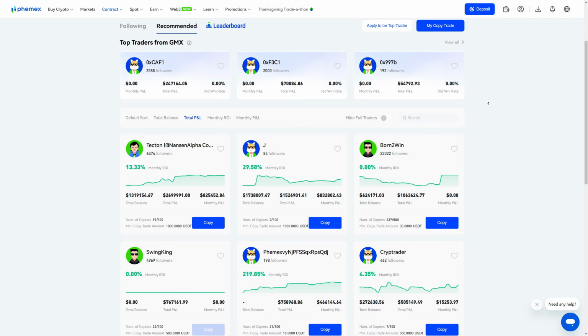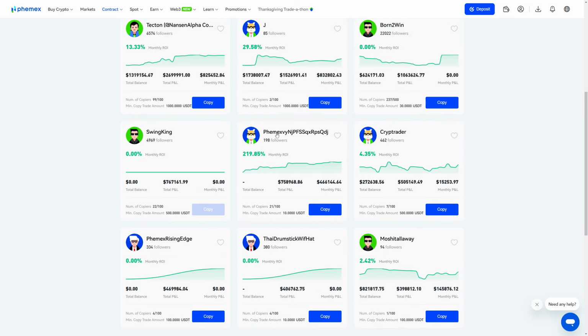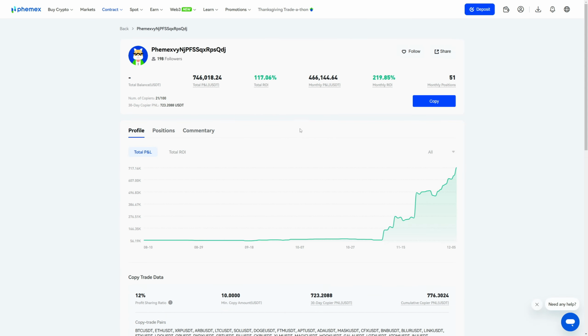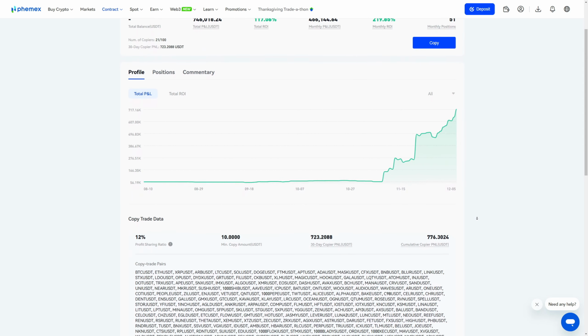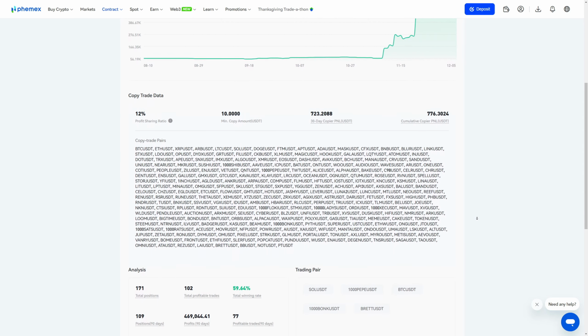Let's now look for a trader with a great P&L. This trader looks very interesting. He has 219% monthly ROI and $466,000 in monthly P&L. Let's click on this. Now we can analyze the performance of this trader. We can see that he has a very steady and consistent P&L graph. This looks very reliable.